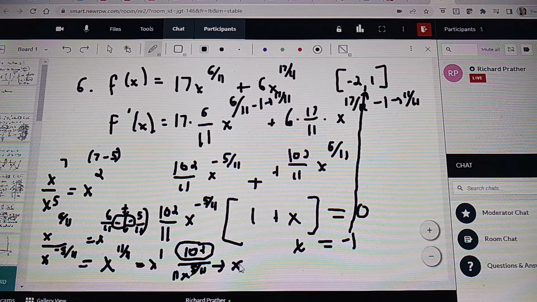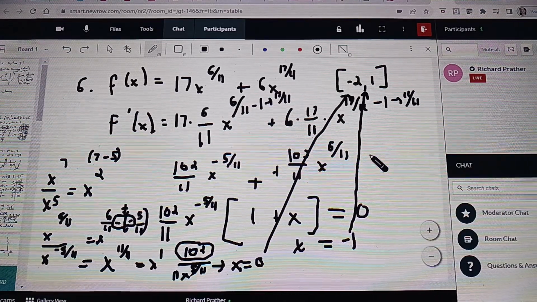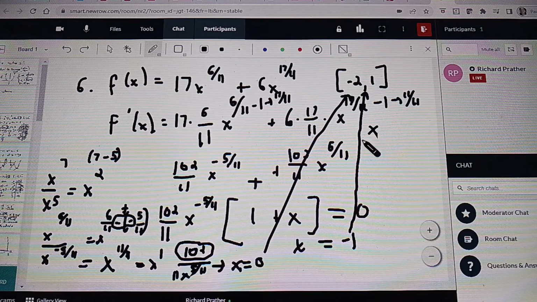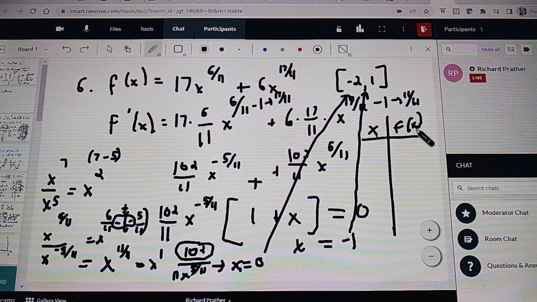So I have one critical number coming from an undefined derivative, and I have another one from a 0 derivative. It doesn't matter where they come from, but I have two critical numbers and they are both in the interval. So then I'm going to need to make an f of x chart, and you always have your two endpoints no matter what if it's closed. And then I've got two critical numbers to add to the list. So all four of these need to be plugged into the original.